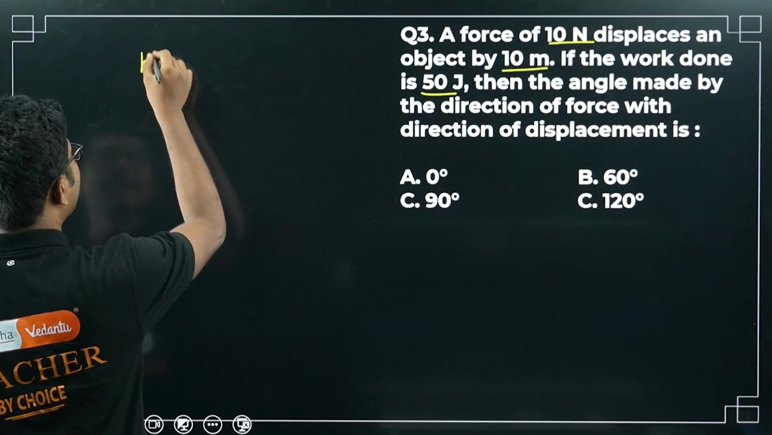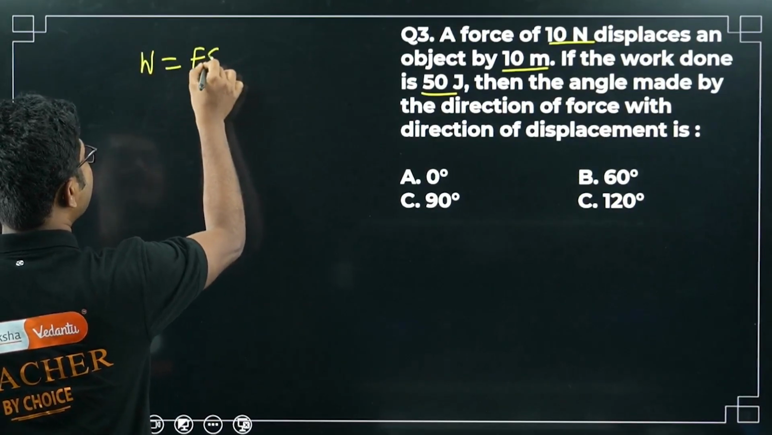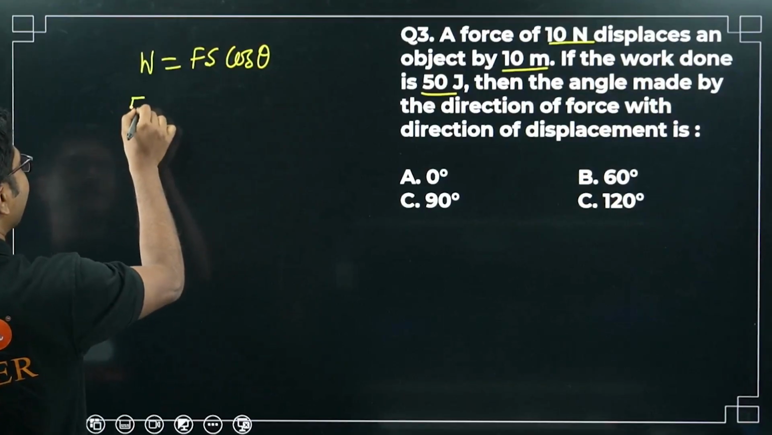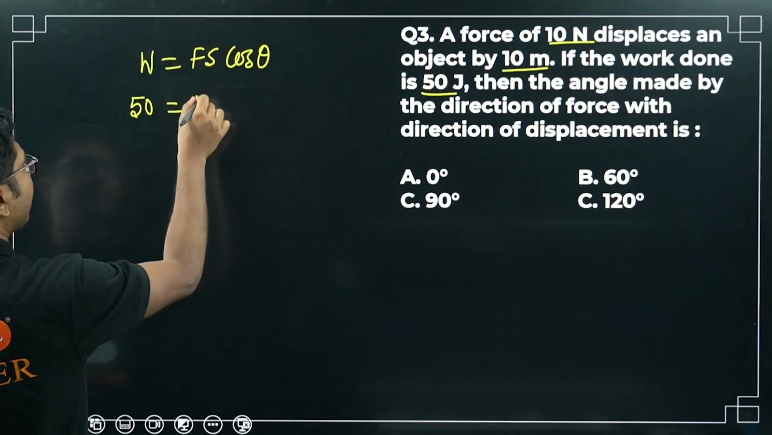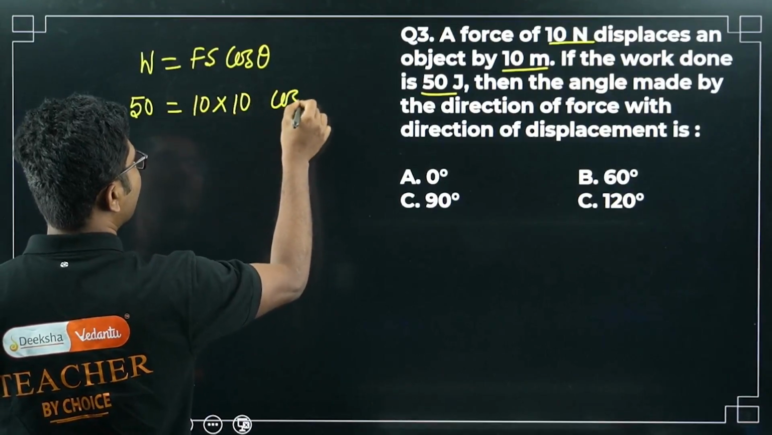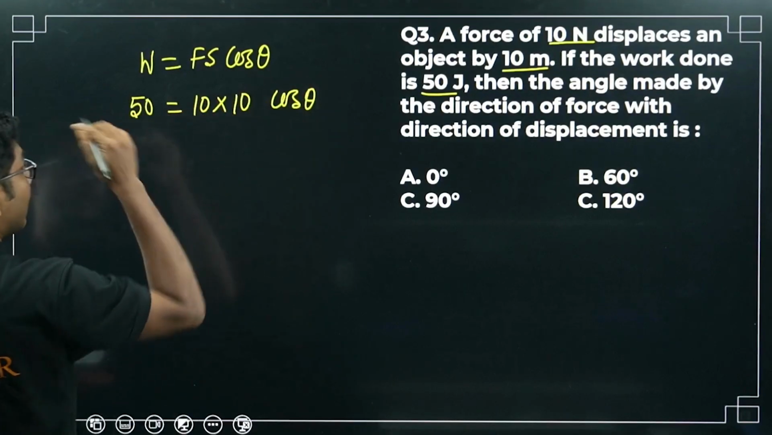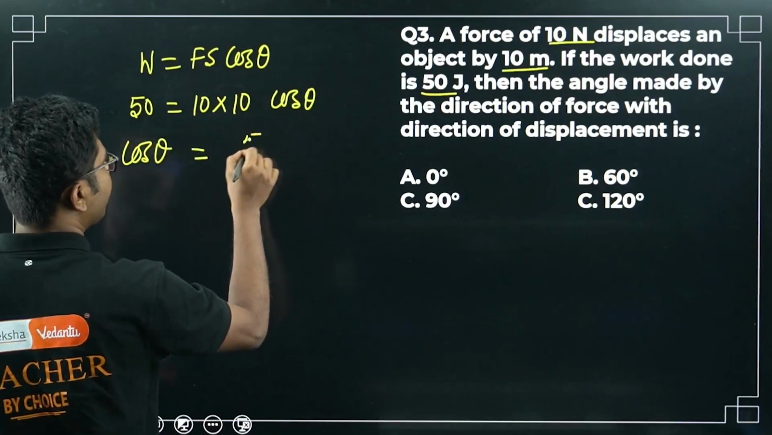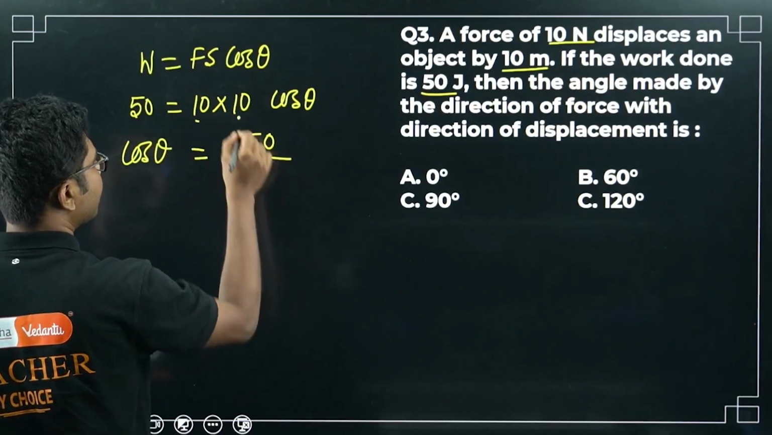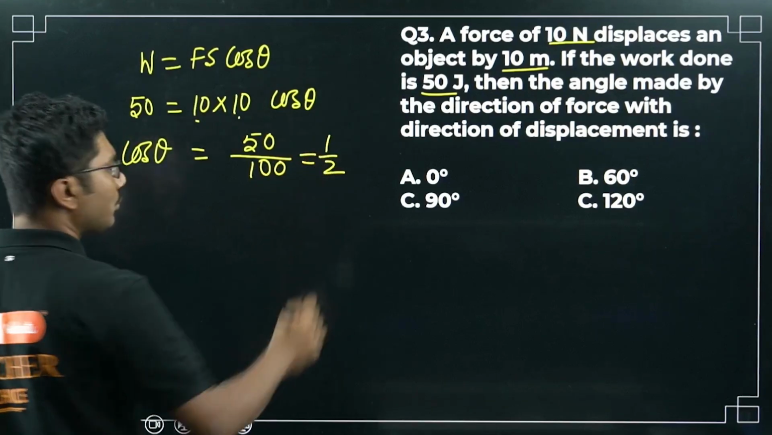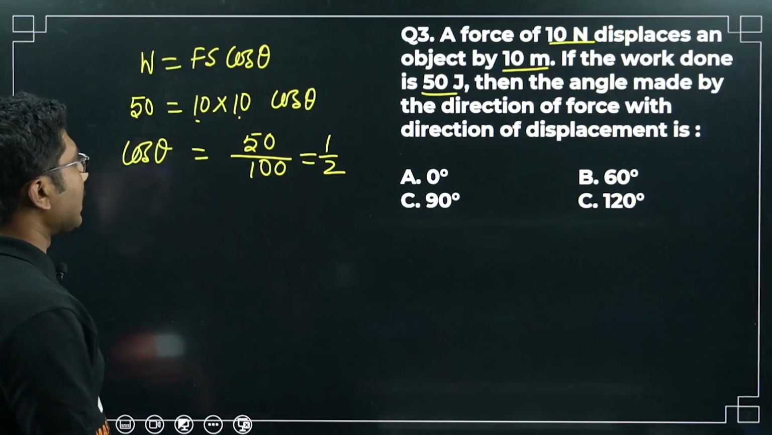We know that work done is basically F s cos theta. So work done is given as 50 joules, force given is 10 newton, displacement is 10 meters, and you are supposed to find the value of theta. So cos theta here will be equal to 50 divided by 10 times 10, which is 100. So it will be 1 by 2. So cos theta is 1 by 2.